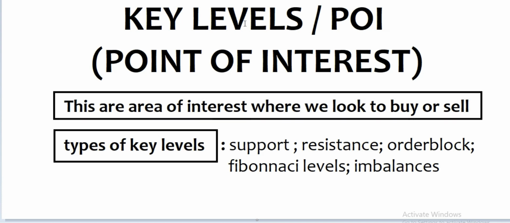Today, we're going to be talking about something very vital. We're going to be talking about key levels and POIs. It's basically the same thing, all right? POI is an abbreviation for point of interest. The P for point, the O for of, and the I for interest.